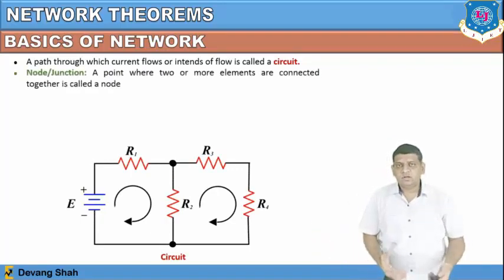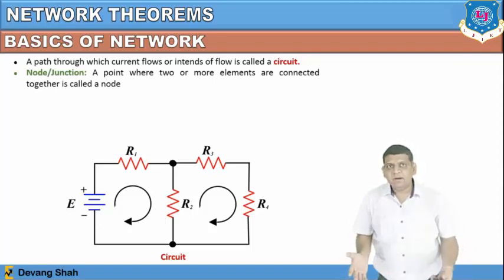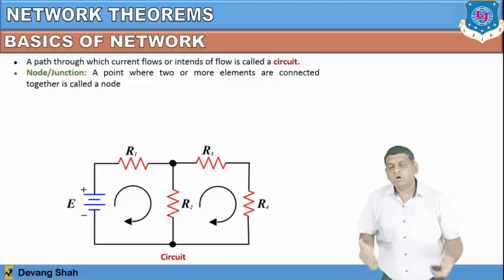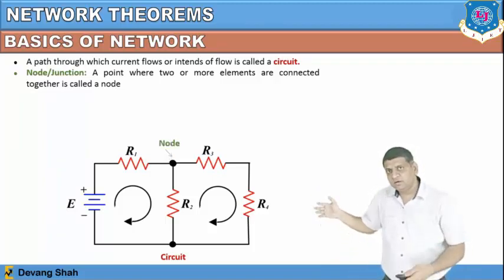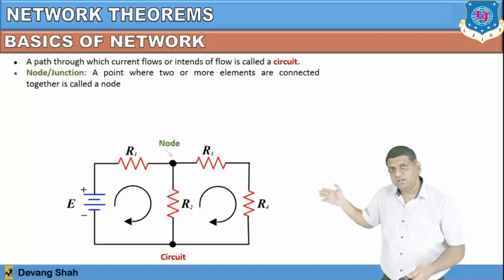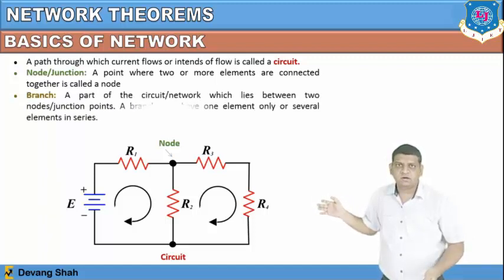After that, we need to understand what a node is. A node or junction is a point where two or more elements are connected together. In another sense, it is a point where three or more branches are connected. Here you can see a node at the point where three resistances, R1, R2, and R3, are connected. So there are three branches connected.